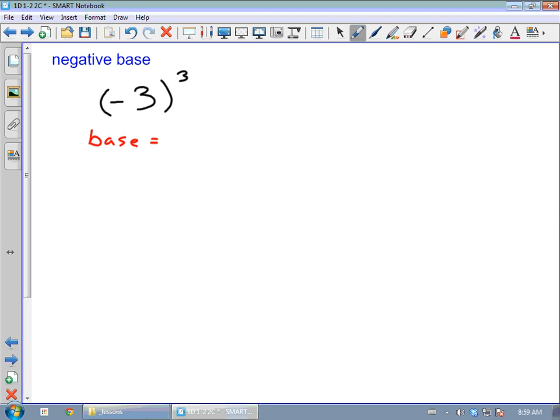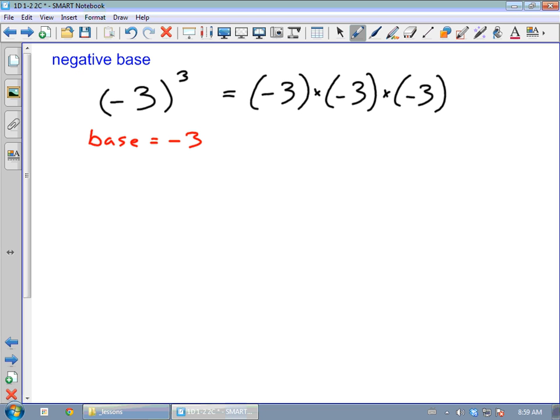What is the base in this power? Our base is negative 3. So this means negative 3 times negative 3 times negative 3. Where I've put brackets around our base just to let you know that that negative sign is part of the base.